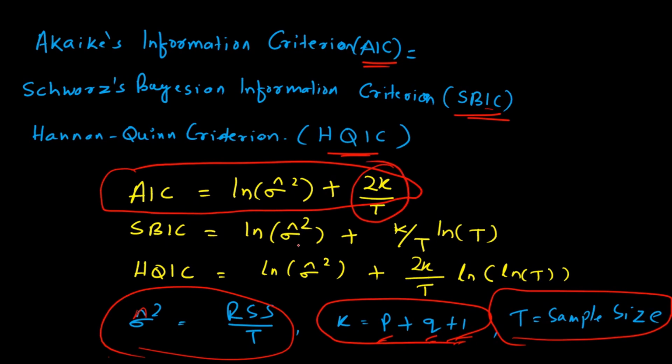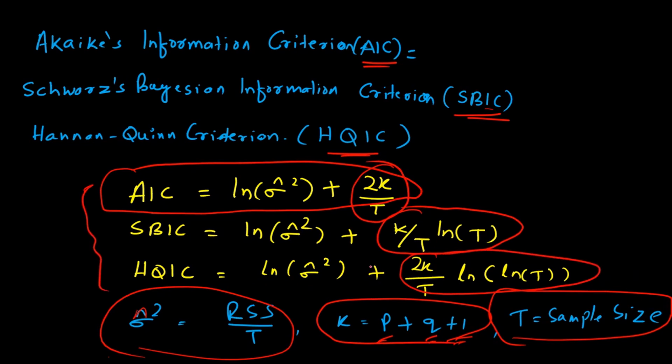Similarly, for the SBIC there is a slight modification. The penalty term is slightly different. And the HQIC also has a different penalty term. So the difference between all three information criteria is in the penalty term. You can see the residual sum of squares term remains the same in all three: ln of sigma hat square is the same in all three metrics. Which one is the best depends on the problem at hand, but any one of them will give you much better insight into what should be the order of the ARMA series.